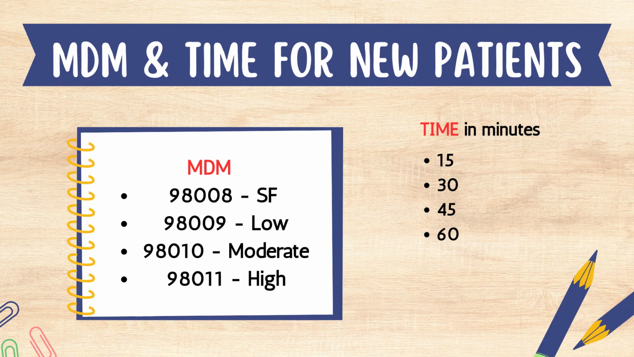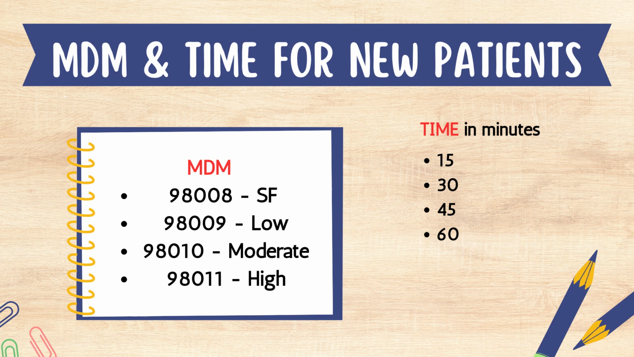Now, when we look at the audio-only portion of the synchronous visit, we can classify that into new and established patients as well, based on the extent of medical decision making and the time the physician has spent. For new patients, we can report code 98008, which is of straightforward complexity with a time of 15 minutes.